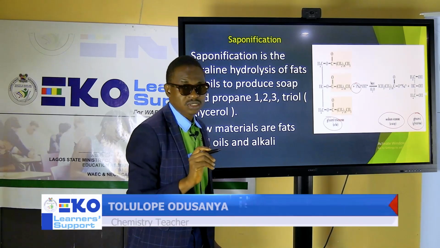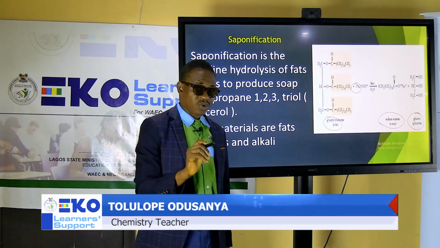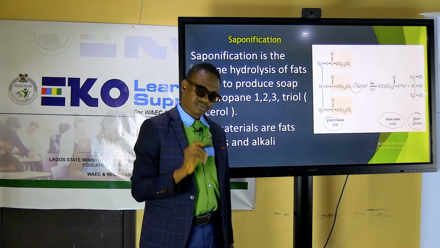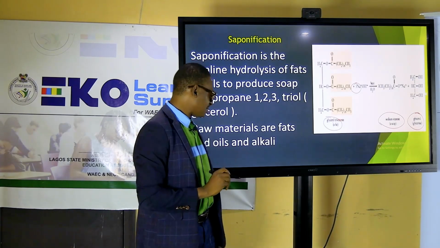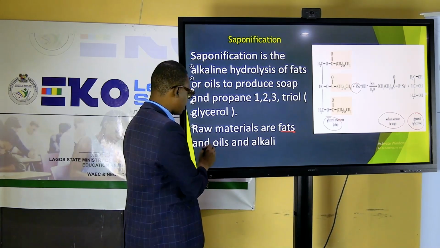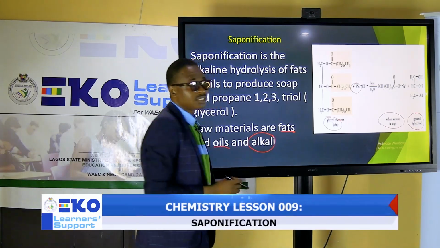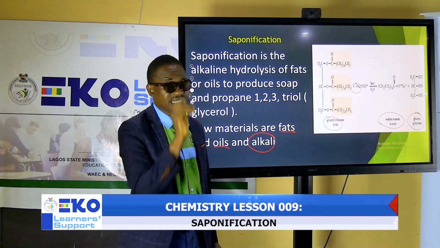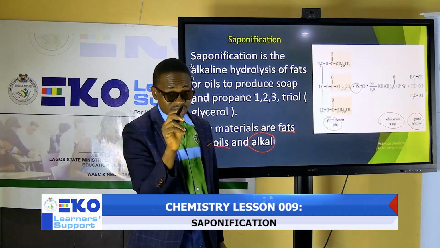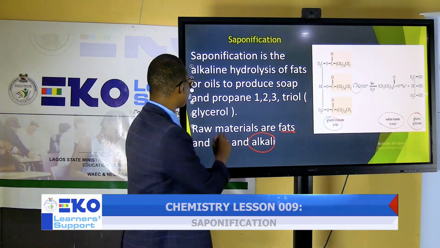Also, I want you to know that the major reagents we use in preparing soap are the fats or oils, and an alkali. So either you have fats or oils, and the alkali. You must have these two. They are the basic ingredients we use in the production of soap. And the process is called saponification. Wonderful. So let's move on.